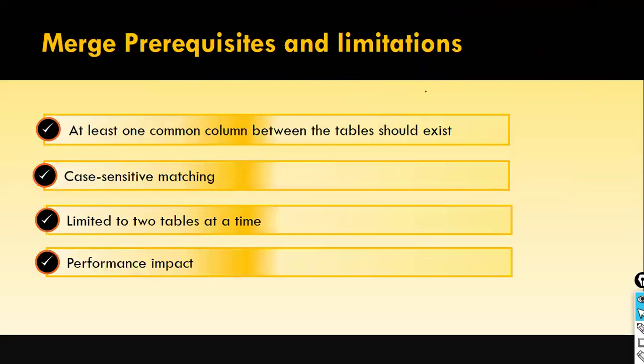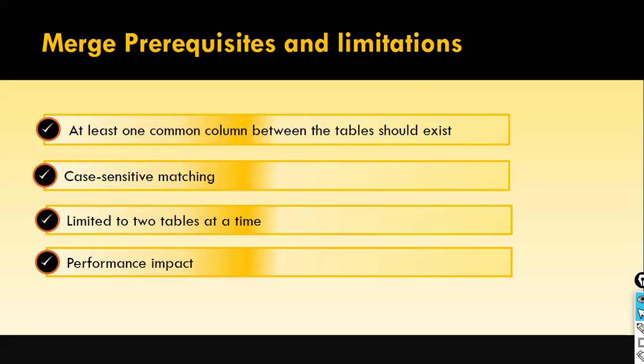So what is the prerequisite? At least one common column should exist between the tables. That is why I have explained to you a while back. In the previous example, the common column was location key. Case sensitive matching is another important thing. Location key is there, but lowercase in one table and uppercase in another table. In that case, it will not work.